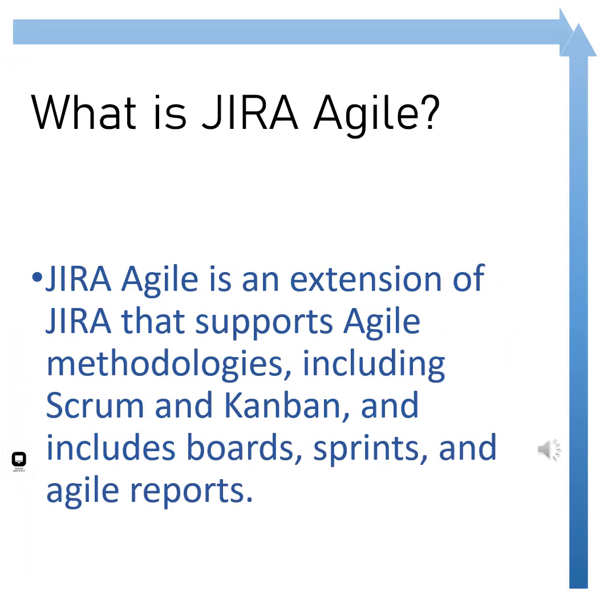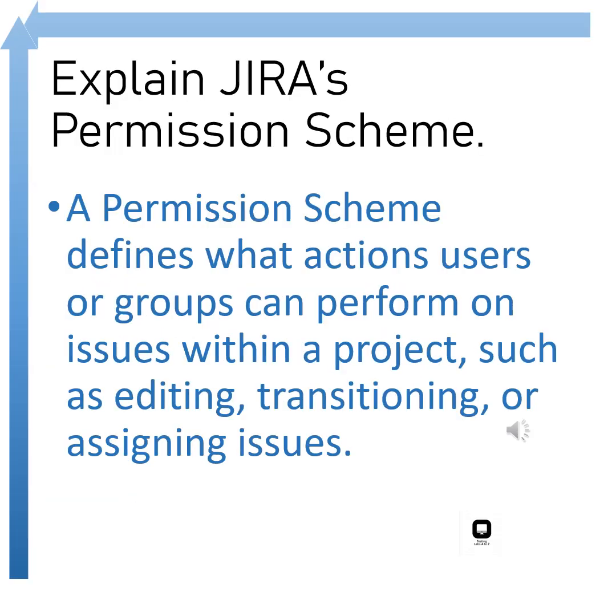What is JIRA Agile? JIRA Agile is an extension of JIRA that supports Agile methodologies. It includes Scrum and Kanban, and also boards, sprints, and Agile reports. Explain the JIRA permission scheme. A permission scheme defines what actions users or groups can perform on issues within a project, such as editing, transitioning, or assigning issues.